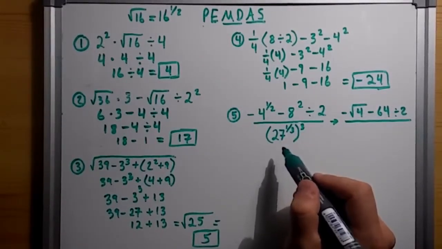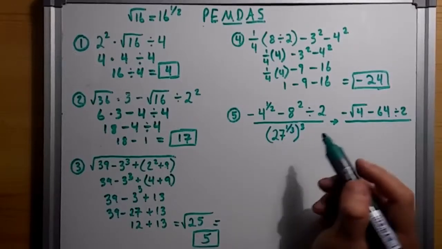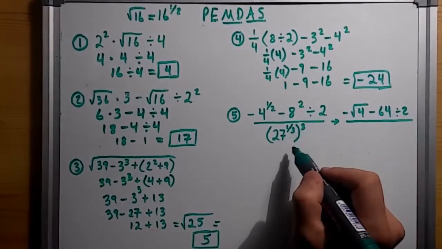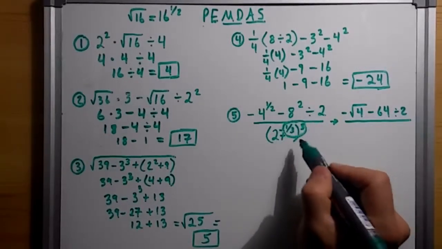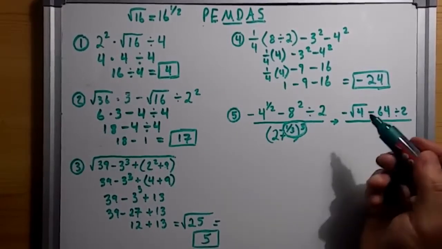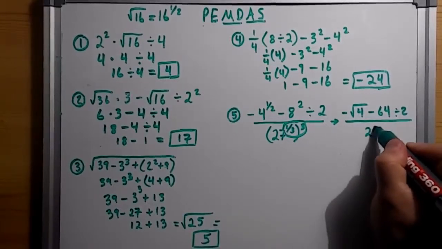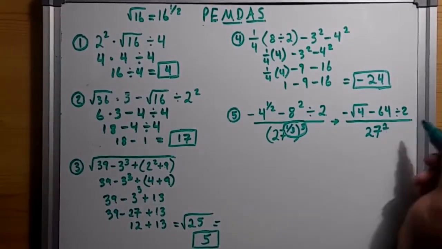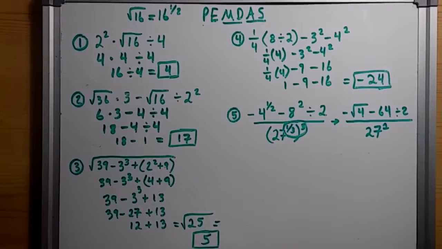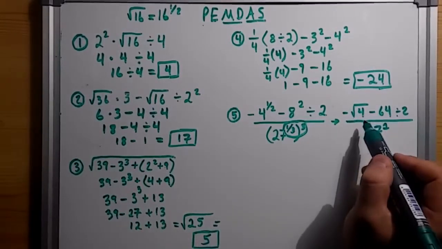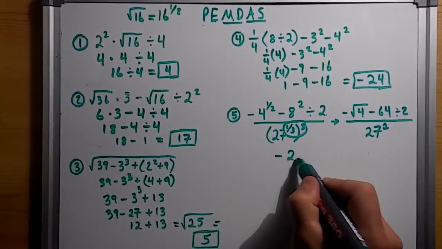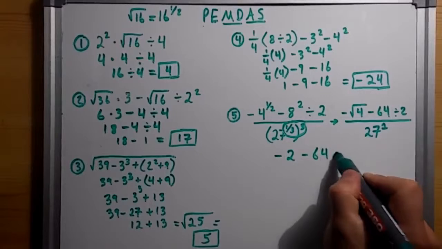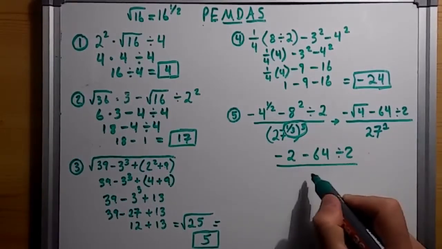So here I'm going to use the power of a power rule. So when I have a power raised to another power, I can just multiply these two numbers right here together. So 1/3 times 3 is going to give me 1. So this is actually just going to be 27 raised to the power of 1, which is just 27. So right away that looks a lot better. I'm going to take care of this radical 4. The square root of 4 is just going to be 2. So I'm going to have negative 2 minus 64 divided by 2 all over 27.